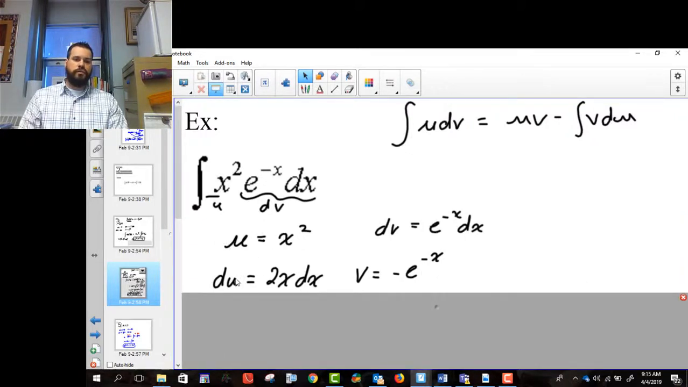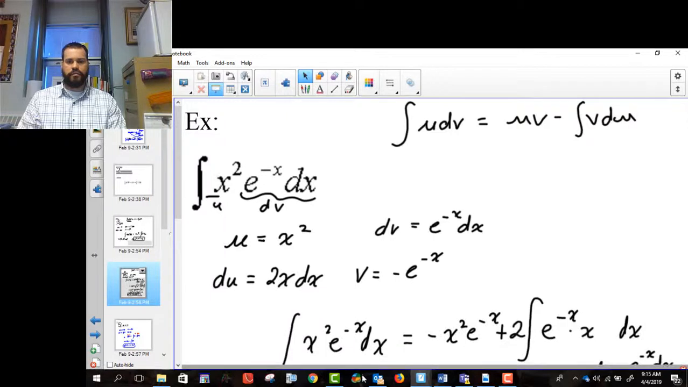So if I do that, then this is what I get. If u is x squared, du, the derivative of u, the derivative of x squared, is 2x dx. Then here I integrate dv to get v, and I integrate e to the minus x dx. And the integral of e to the minus x is e to the minus x times minus 1. Okay, and the minus 1 is just correcting for the negative in front of the x. So then I plug into my formula and I get this.